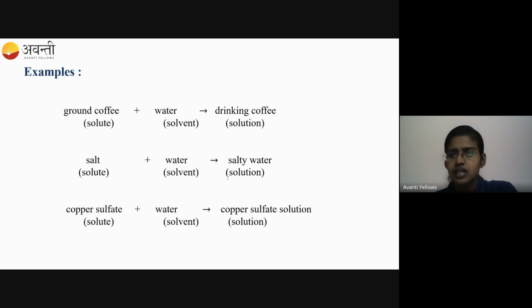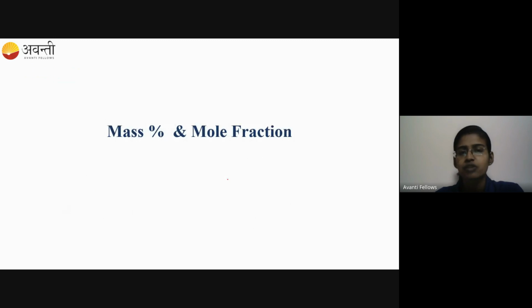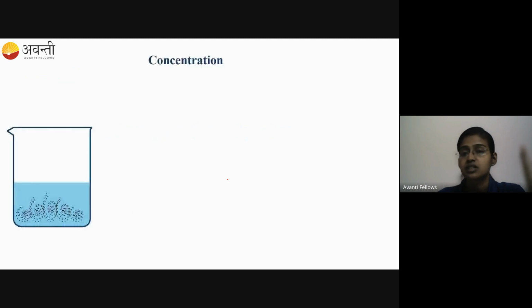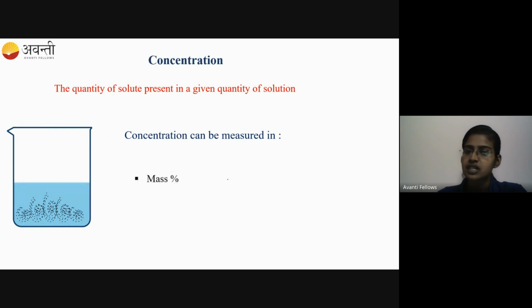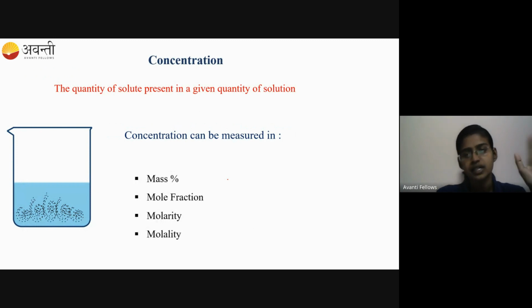Huh? Okay. The next terms are mole fraction and mass percentage. I told you these are the concentration terms. So I'm having a solution. The quantity of solute present in a given quantity of solution is called concentration. Concentration is otherwise called strength. This concentration or strength can be measured in terms of mass percentage, mole fraction, molarity, and molality. The amount of the solute present in a solution is measured using these four terms.